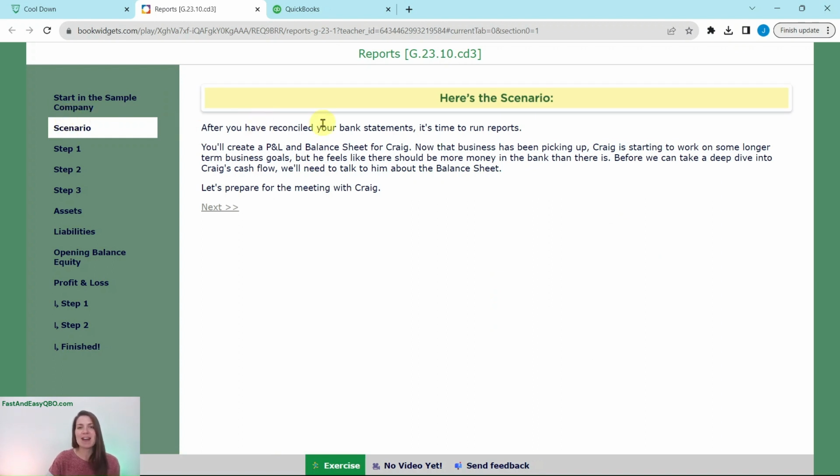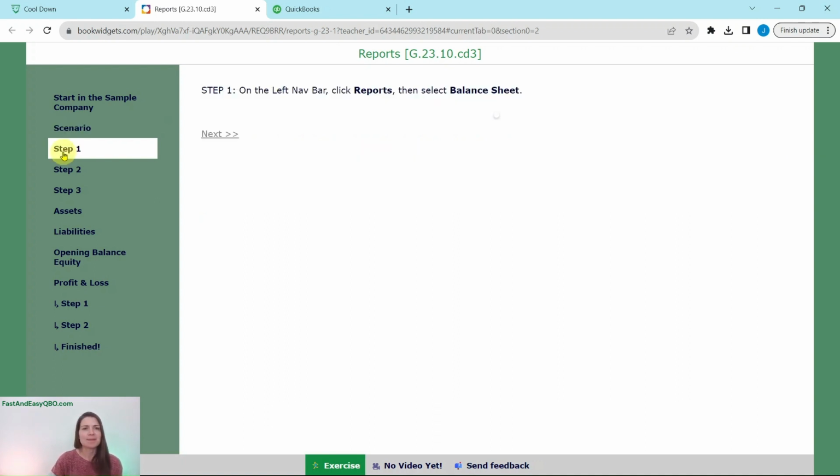So after you have reconciled your bank statements, it's time to run reports. You'll create a P&L or profit and loss and a balance sheet for Craig. Now that business has been really picking up, Craig is starting to work on some longer term business goals, but he feels like there should be more money in the bank than there is. Before we can take a deep dive into Craig's cash flow, we need to talk to him about the balance sheet. So let's prepare for the meeting with Craig.